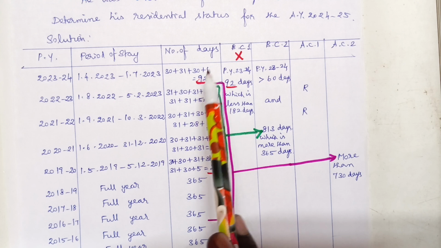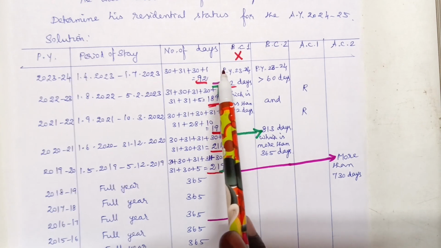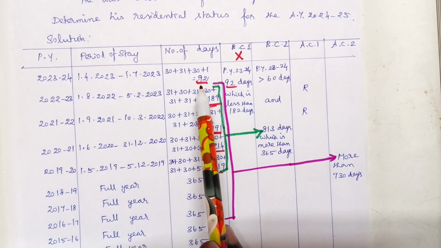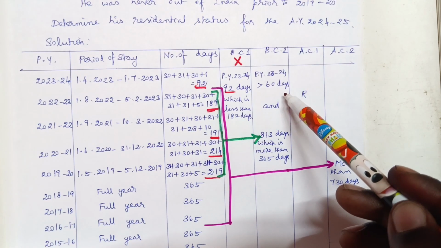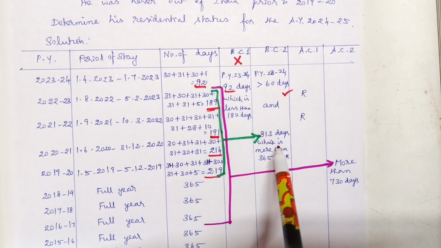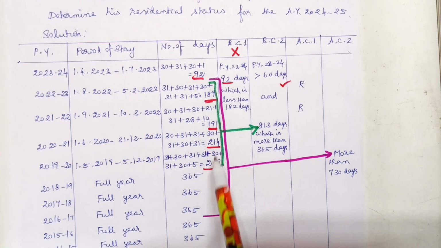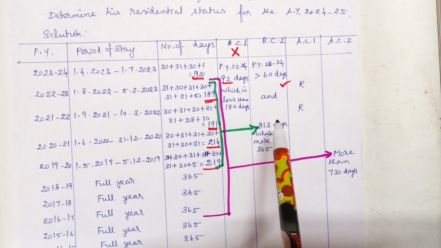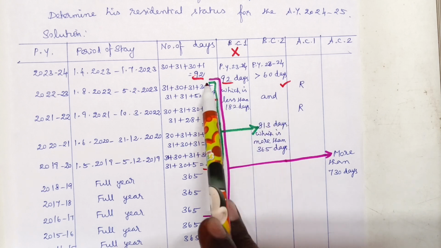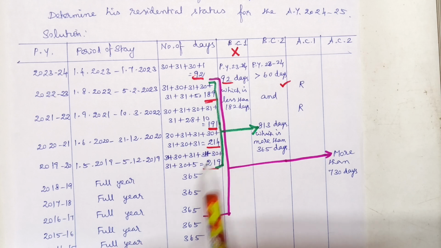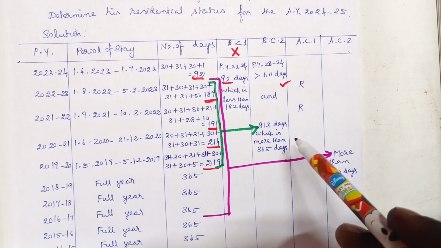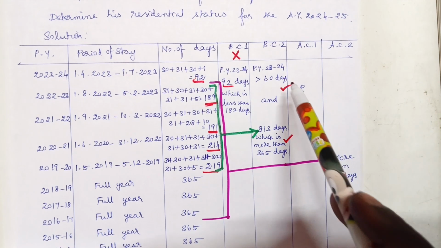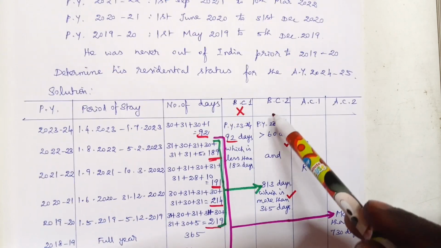So, if we check with the relevant previous year, the number of days we have calculated as 92, which is more than 60 days. So, the first part is fulfilled. Then the second part, as I have already told, during 4 preceding previous years, the number of days should be at least 365. If you find the total, here I have given in green color, of these 4 years number of days, we are getting 813 days, which is more than 365 days. So, this part is also fulfilled. So, basic condition 2 is fulfilled now.